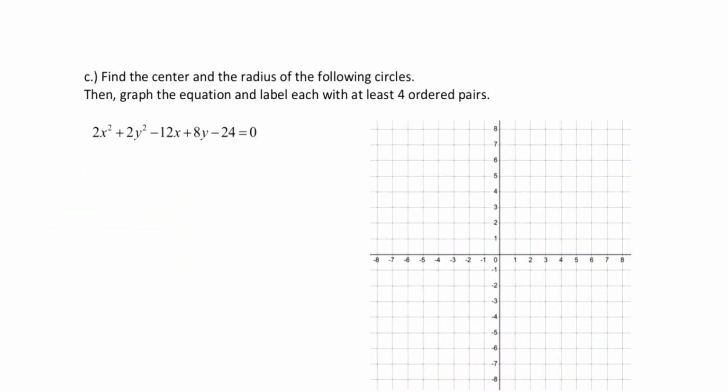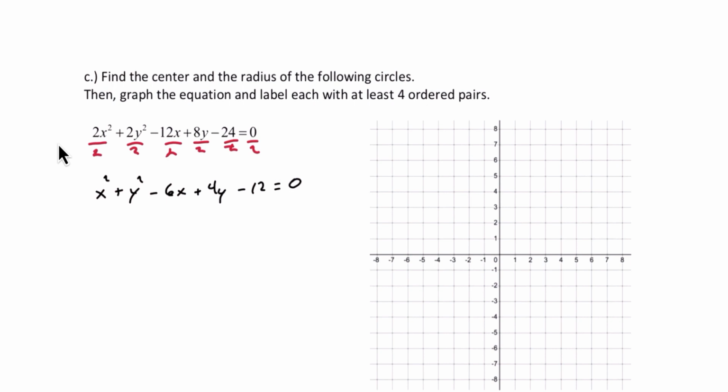In this example, notice that the coefficients on x squared and y squared are not 1. So the first thing we need to do is make those be 1, because our next step is to complete the square. And in order to complete the square, we need to have coefficients on x squared and y squared of 1. Divide everything by 2. That will force those to be a positive 1. X squared plus y squared minus 6x plus 4y minus 12 equals 0.